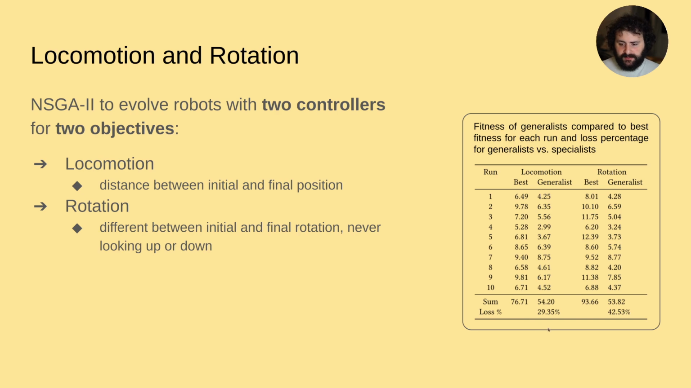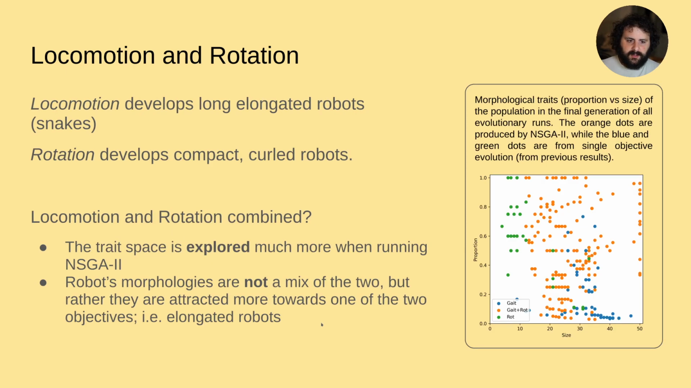One very important thing is that the loss in performance is not that bad. That means that robots that evolved only locomotion or only rotation are better than general robots that try to do both, but not by much. So we do have some successful evolution of robots that manage to do both. But the real question is, what do they look like? And the answer is a bit more complicated than you might think.